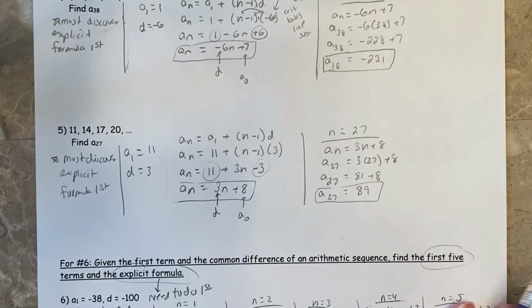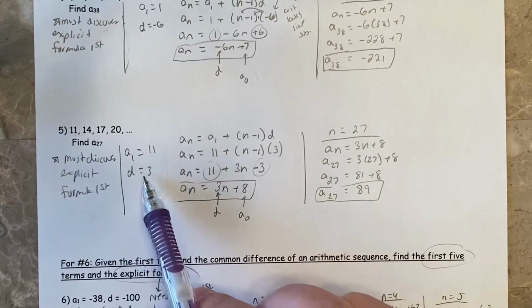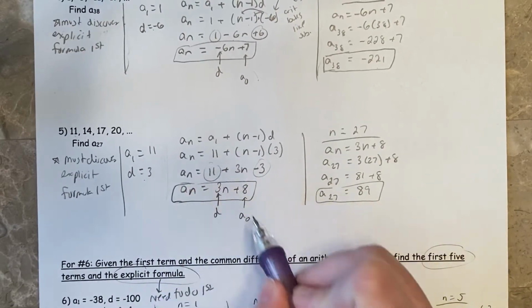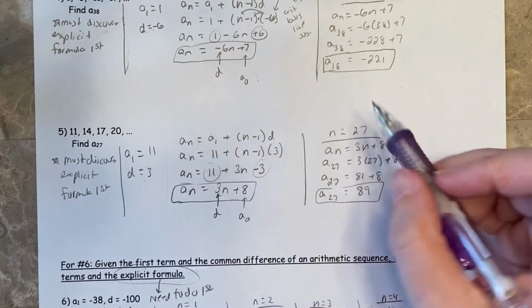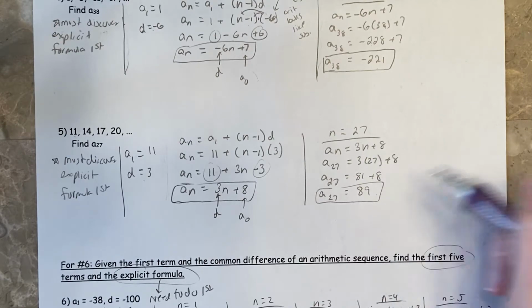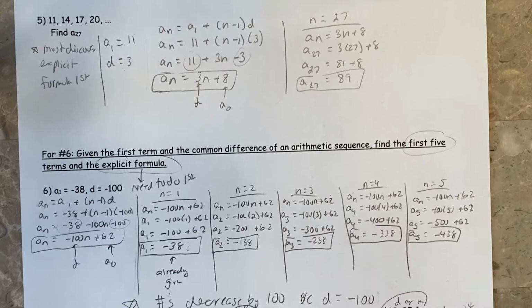Next, question number 5. Same process. So a is 11, difference is now 3. When you plug it in and combine your like terms, you should get 3n plus 8. Then we wanted to know a of 27, so plug in 27, and you should get a final answer of 89.